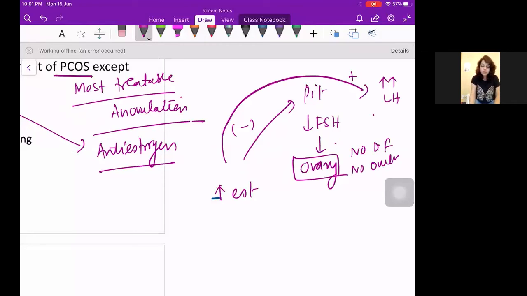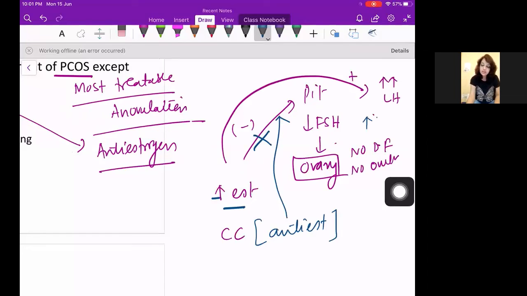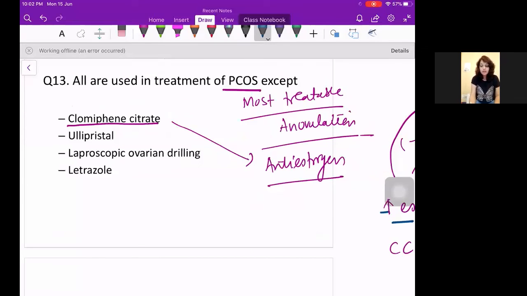So when you give clomiphene citrate, which is anti-estrogen, it binds to the estrogen receptors and inhibits the negative feedback caused by high levels of estrogen. So it causes a rise in FSH, and also normalizes the LH levels. So automatically the follicles of the ovary start forming and ovulation occurs. So clomiphene is the drug for PCOD to treat anovulation.